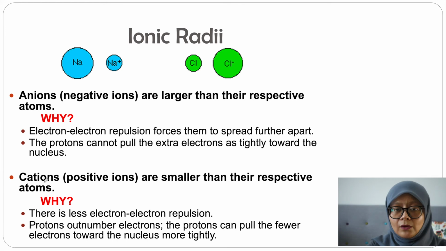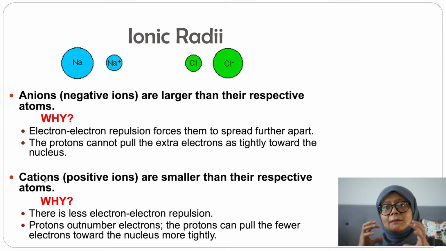And for the cations, positive ions, they are always smaller than their parent atoms or respective atoms. Why? Because there is less electron repulsion, because we remove electrons, and the protons will outnumber the electrons. So it means protons are more than electrons, so the protons can pull the fewer electrons toward the nucleus more tightly, and the size will become smaller.